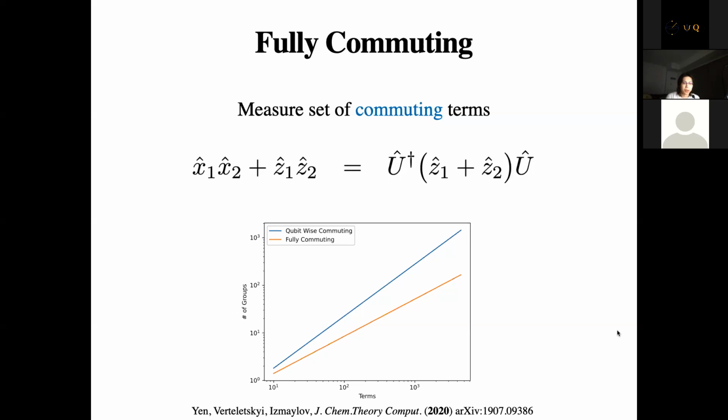Now, I'll ask you to forget the x and y axes, because I'll talk about this in detail later. Now, the blue line is the qubit-wise commuting method, which is the simplest method that we talked about before. And the fully commuting one is the method here. And on this plot, the lower is better, essentially. And the cost of having this better method is that now your unitaries are slightly more complex than the qubit-wise commuting method.